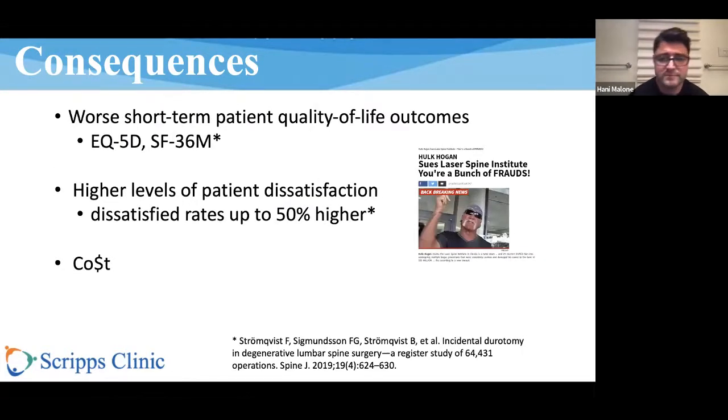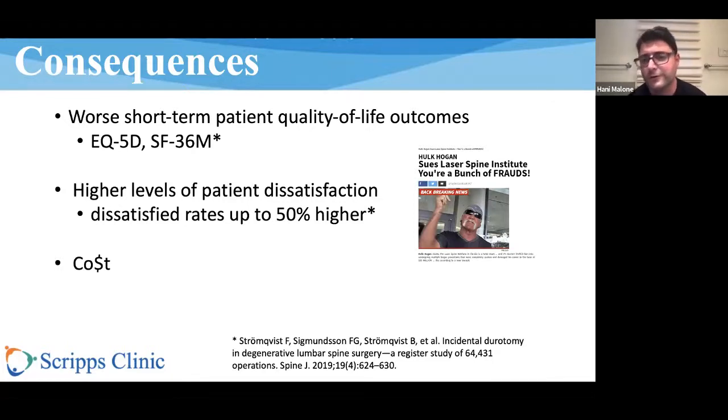So there is some data that demonstrates that it actually affects quality of life scores, which isn't a surprise, but it's statistically significant. Similarly, not a surprise that it's going to affect patient dissatisfaction, but it's not a negligible amount. It can actually increase it up to 50%.